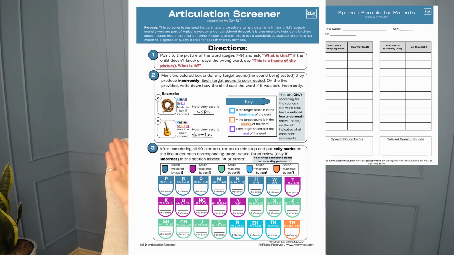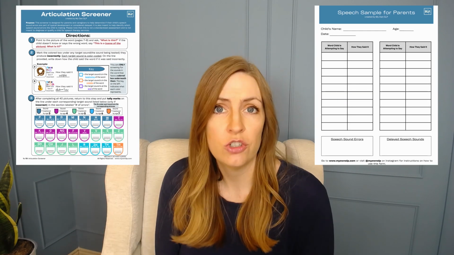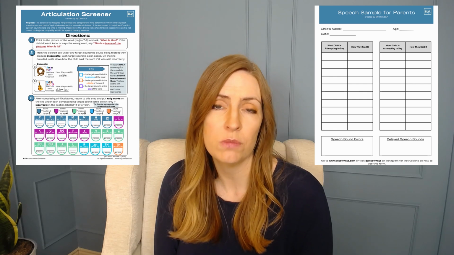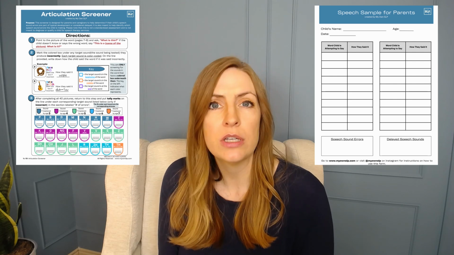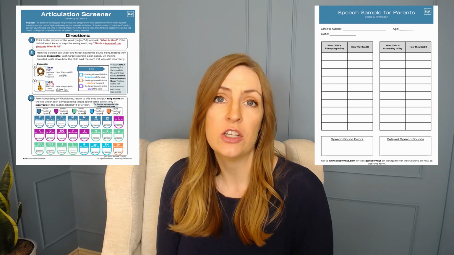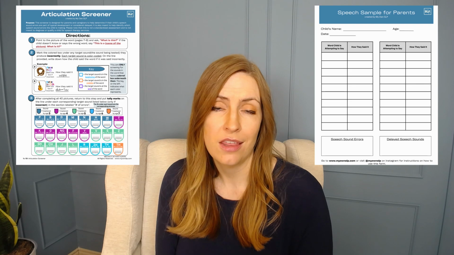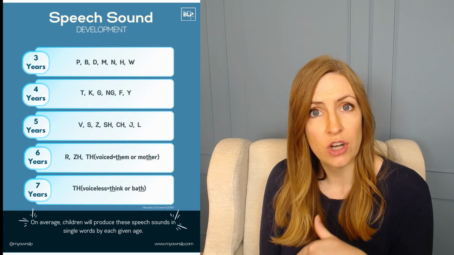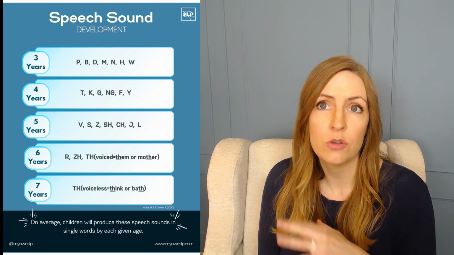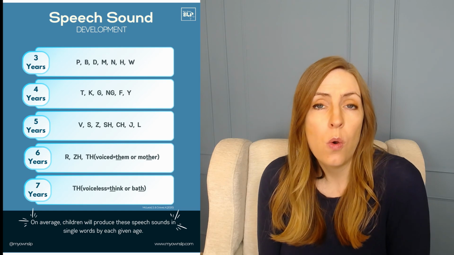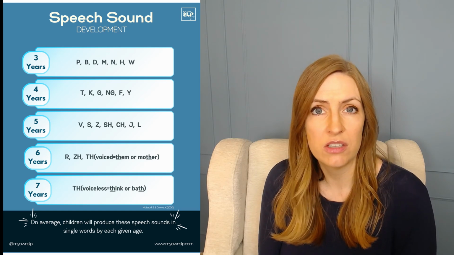So you can go through and you can decide if you want to do the speech sample or if you want to do the articulation screener. You can choose which one you'd like to do. Again, both of those forms are on my website. Whichever one you end up choosing, both of them are going to help you figure out which speech sounds your child might be struggling with. Then looking back at this developmental chart that we are going to go over in just a second, it will help you know if your child should have already mastered that sound or if they should already be able to say the sound, or if that's something that you don't need to be concerned about for a while.